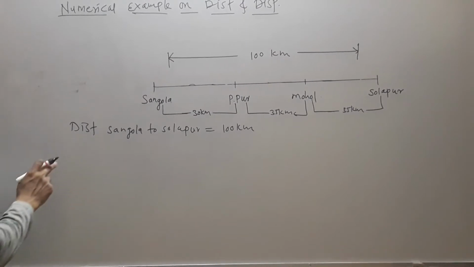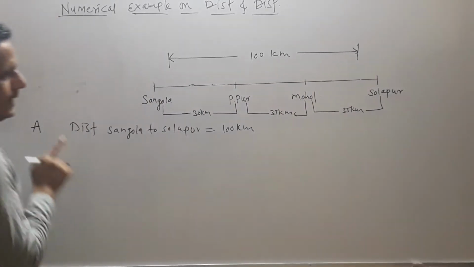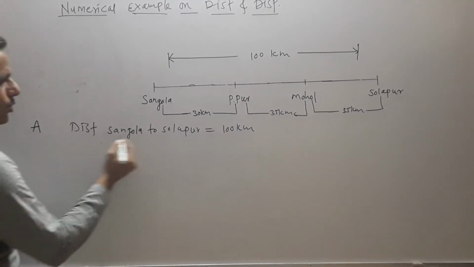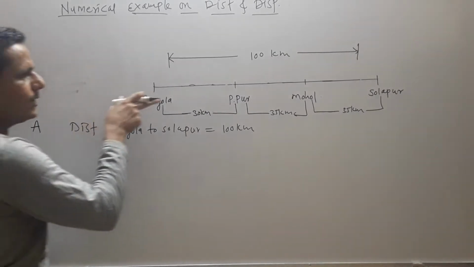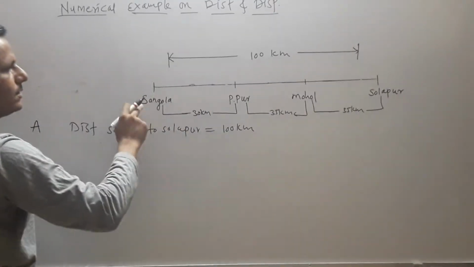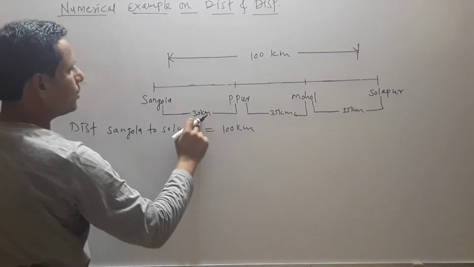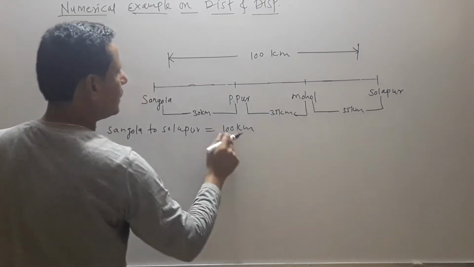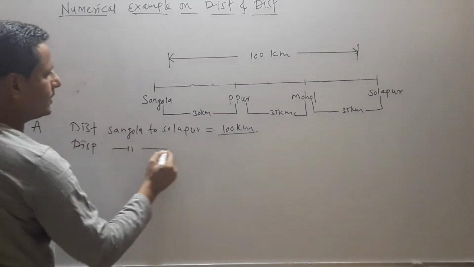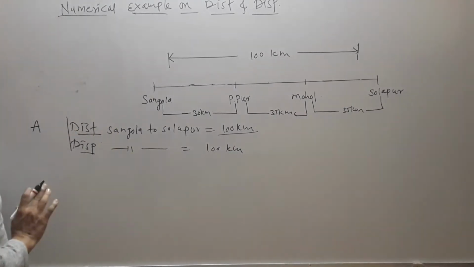Now let's see if person A goes from Sangola to Solapur in the first journey. In that case, the distance from Sangola to Solapur is 100 km. It covers the total journey, the total path, the way it goes: Sangola, Pandharpur, Mohol, Solapur. So it is the addition of 30, 35 plus 35, that is 100 km. In that case, the displacement from Sangola to Solapur is again 100 km. So the distance and displacement both are the same.